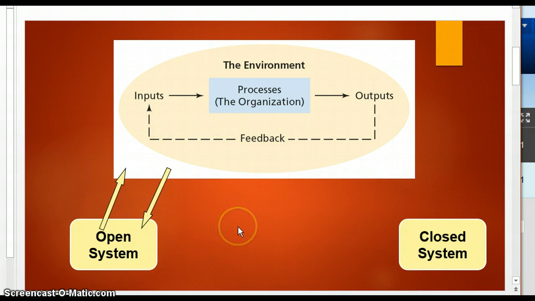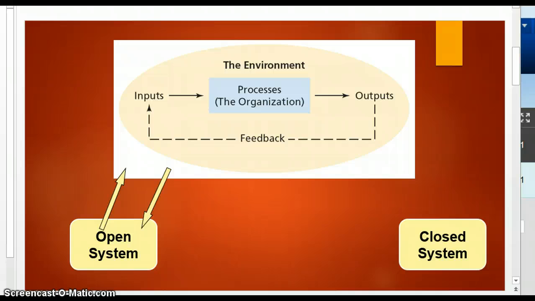When you read chapter 1, you're going to read about systems theory and why organizations are considered systems, and how looking at them as a system can help you to understand how organizations work. The text is going to discuss the fact that a system can be open or closed. With an open system, this means that inputs are easily absorbed from inside and outside the organization.